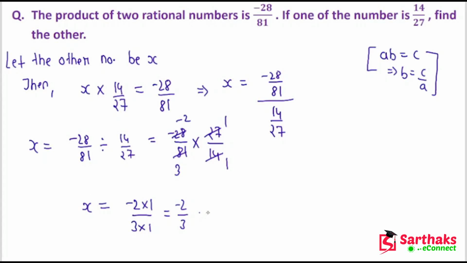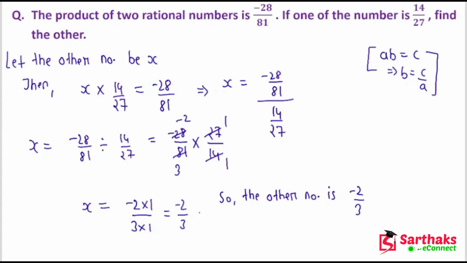You should not leave the answer there, because you took the number as x, so you must write a concluding line: the other required number is minus 2 upon 3. Let us verify it. Multiply minus 2 by 3 with 14 by 27. Minus 2 into 14 is minus 28 and 3 into 27 is 81. So yes, our answer is correct. You can verify your answer to confirm that you have not committed any calculation mistake.